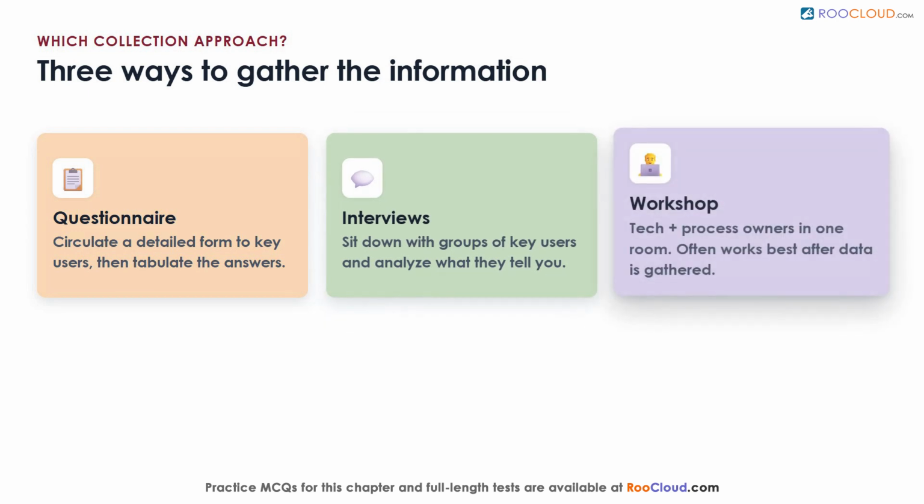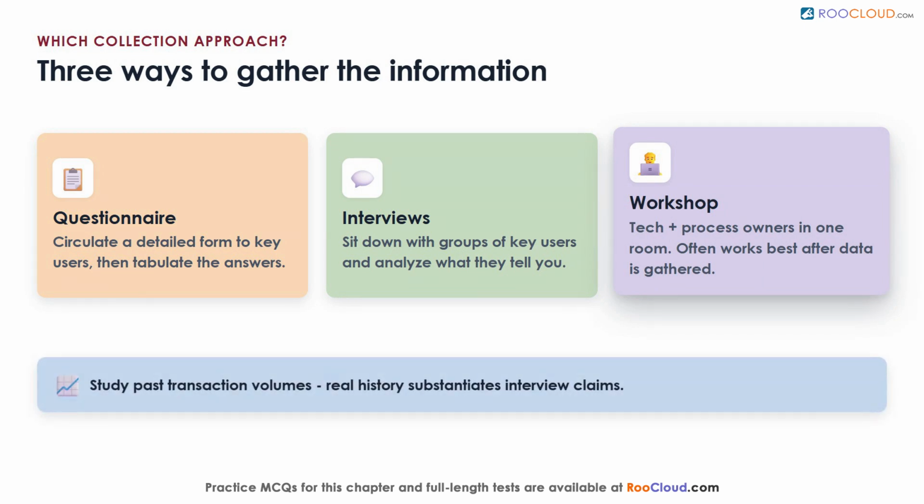The third is a workshop. You bring technology and process owners into one room. Together, they agree on acceptable downtime and vital resources. That group method often works best after the data is gathered. And wherever you can, study past transaction volumes. Real history substantiates what the interviews claim.